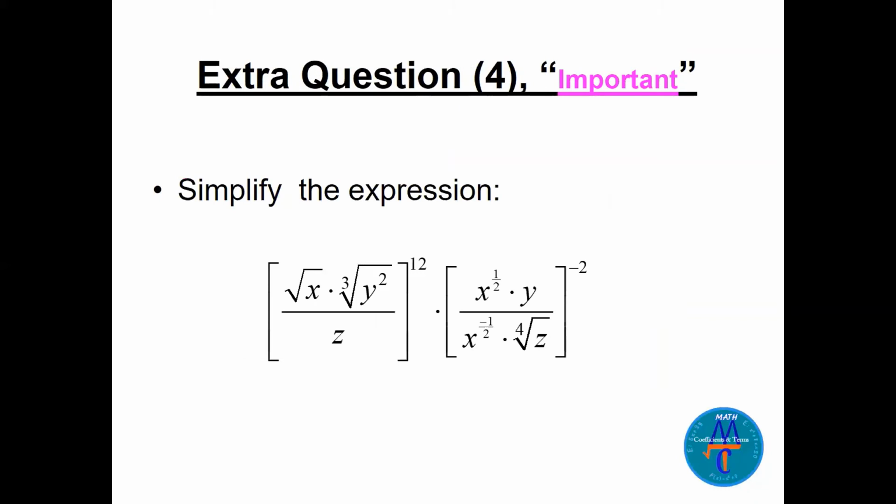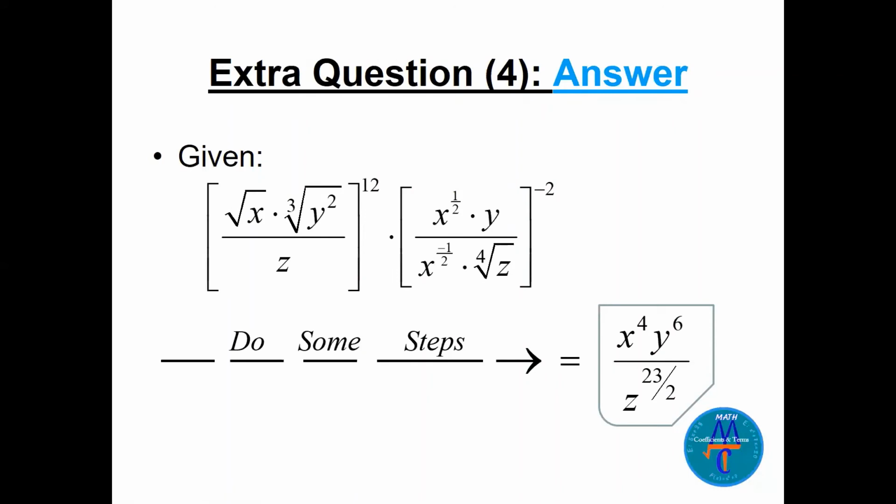Now, extra question number 4, we have some variables, x, y, and z. This is all power 12, distribute the power. This is power minus 2, distribute the power minus 2. Use the radicals, make it rational exponents. If you need the detailed solution, please go to additional solved questions in algebra. You will find the complete answers. Here is only the answer, x power 4. Maybe you can get it by yourself. Y to the power 6 divided by z to the power 23 over 2.